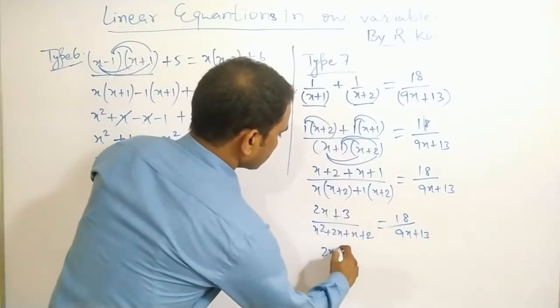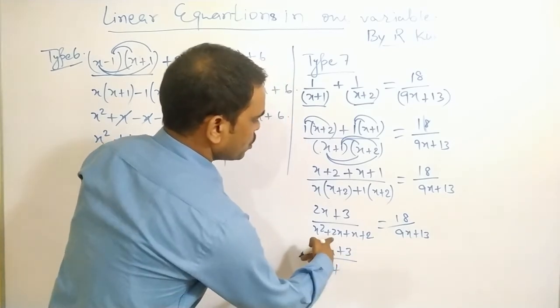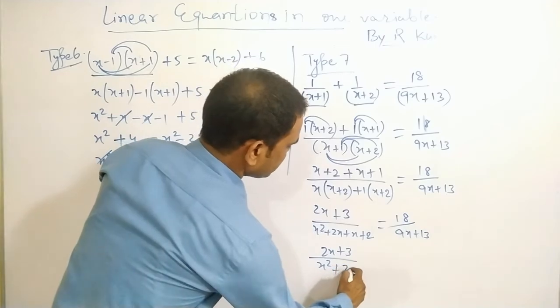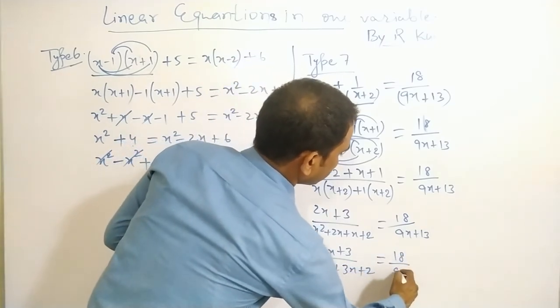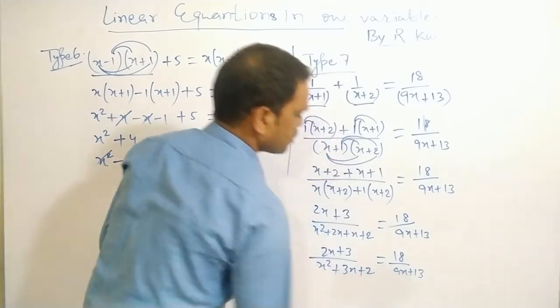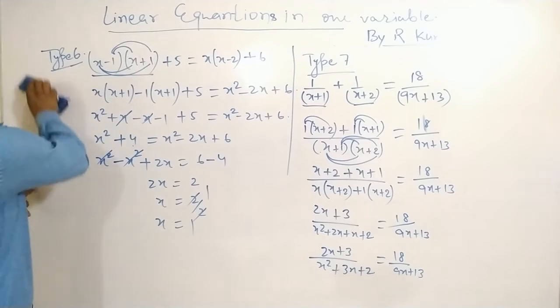Now 2x plus 3 upon x square plus 2x and x 3x plus 2 equals to 18 by 9x plus 30. So in this way till here I have done this. I do this side now.